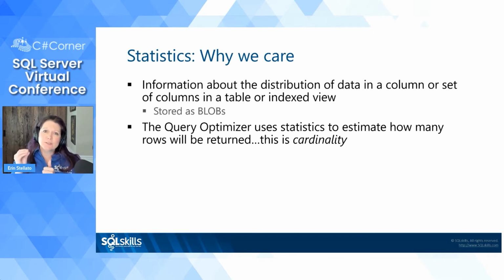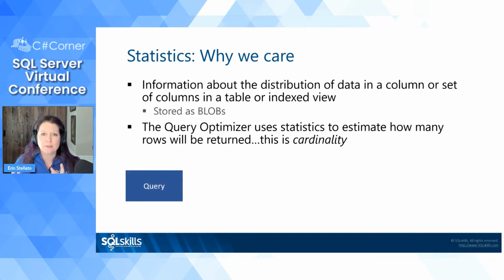And it uses these estimates from stats to figure out how many rows are going to be returned, which is also called cardinality. So you may hear the terms cardinality estimator, right? Which is basically, we're going to use statistics to figure out how much data is going to come back.